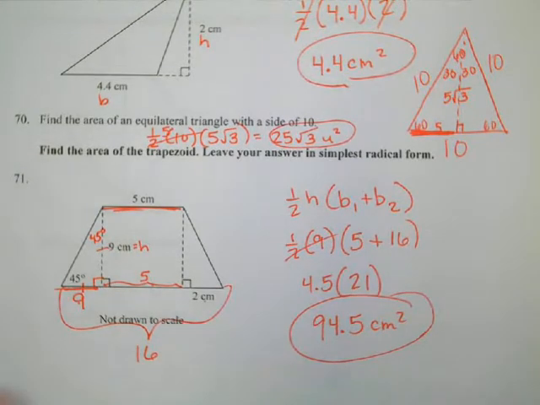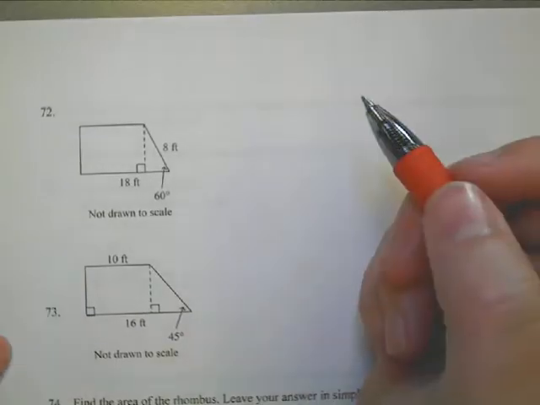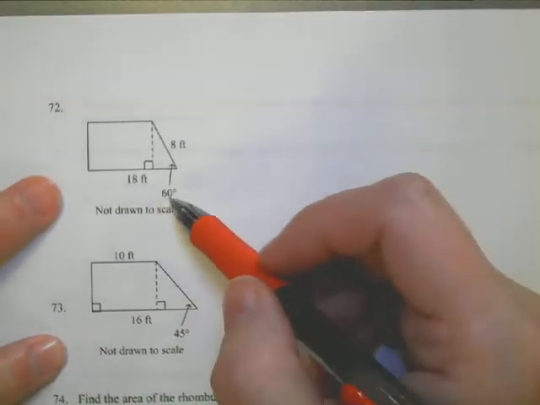Okay, so I have another trapezoid here in number 72 and 73. And on these, I am looking at special right triangles also. So I need to think about what else I need here.